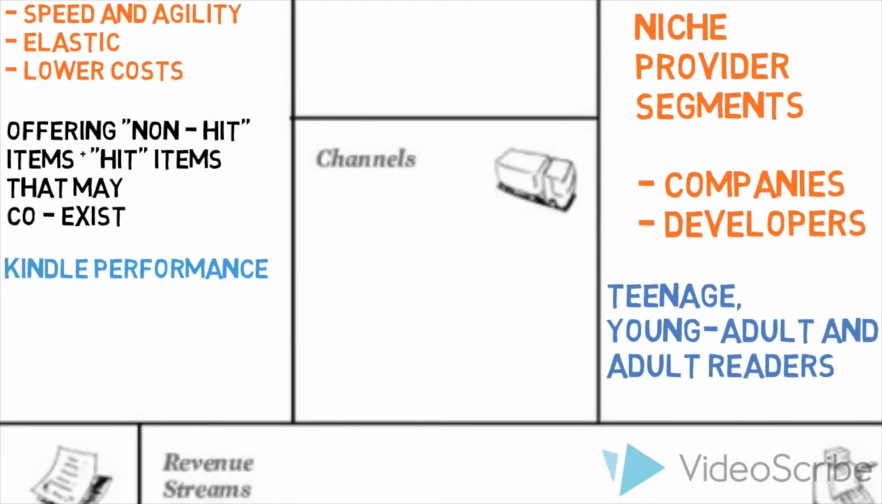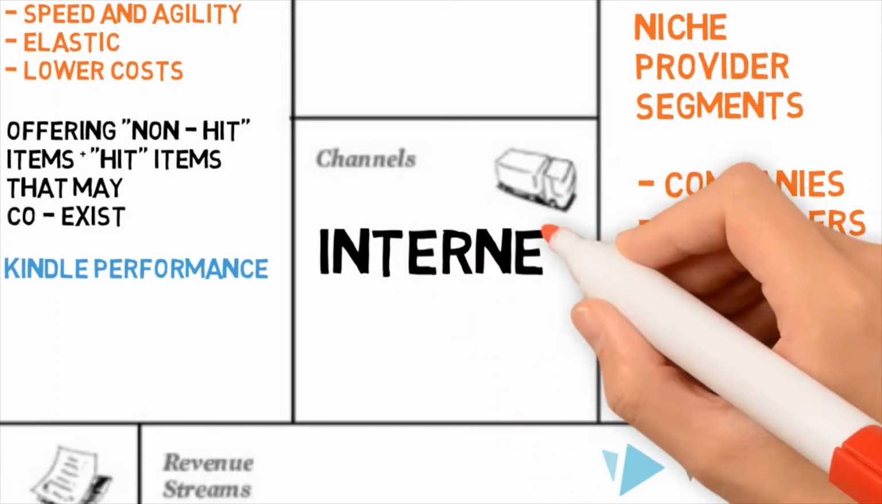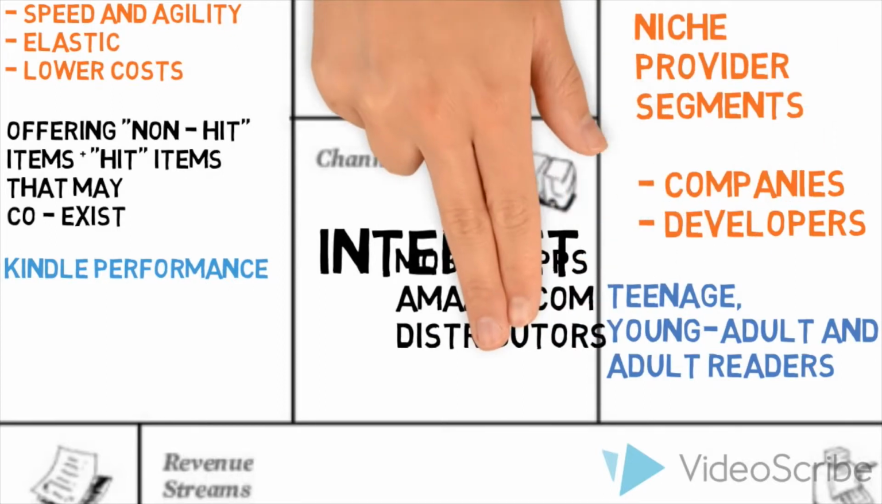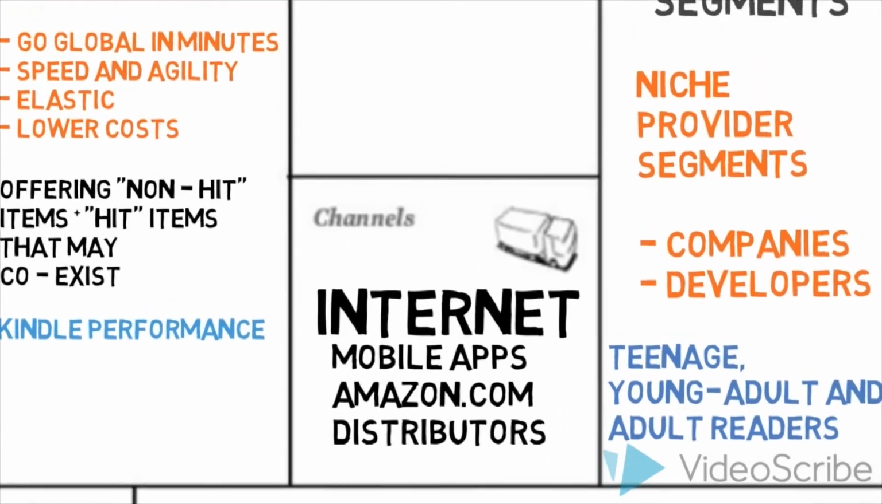Channels. Channels are the way in which a company communicates with and reaches its customer segments to deliver a value proposition. Obviously, Amazon reaches its many small niches through the internet, using both the Amazon.com site and mobile apps available. Distributors are also an effective way to get to its millions of customers all around the globe.